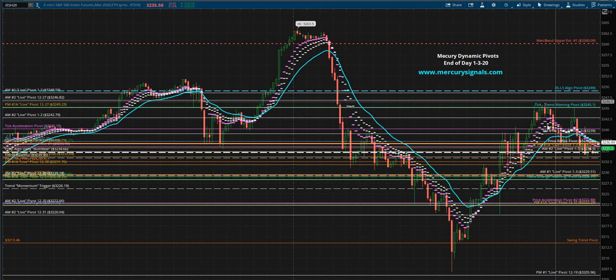So what's going to happen? These trend warning pivots that did act as support when they were below the trading range, now they're resistance when price makes this move down. They're above price, and they're going to act as resistance.